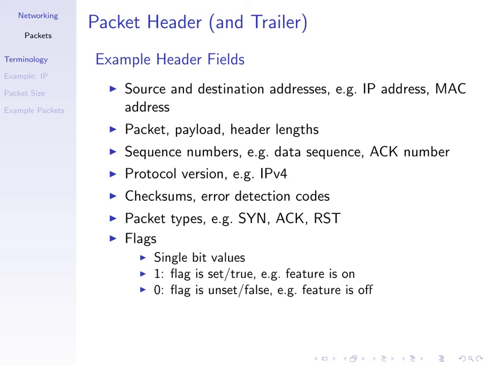Sometimes packets have different meanings or different types, so we include in the header some value that indicates the type of packet. That's commonly performed using a flag. A flag is normally a single bit value, so it's either 0 or 1. 0 meaning off, 1 being on, or false and true. So if that single bit value is 1, it means that the feature indicated by that flag is on or is being used.